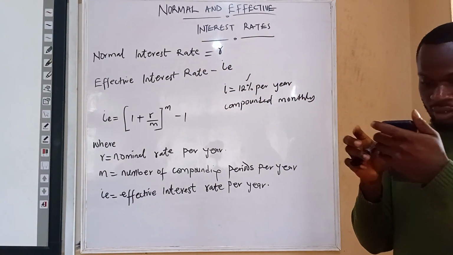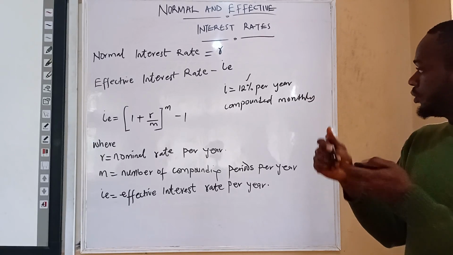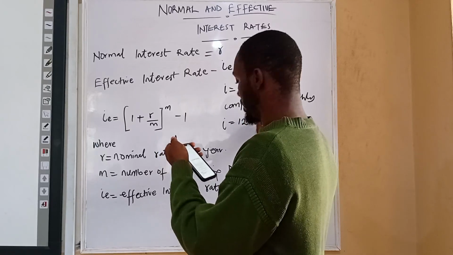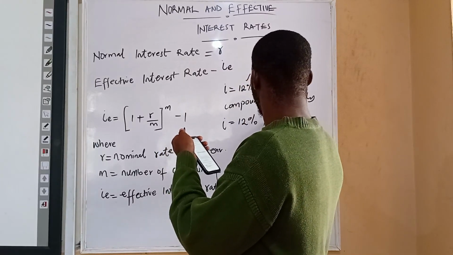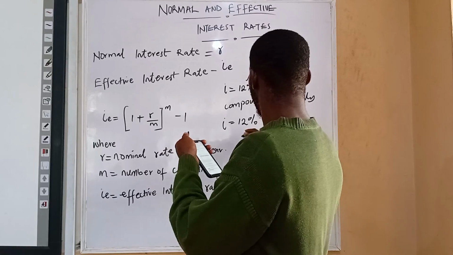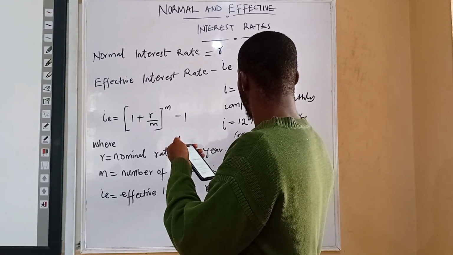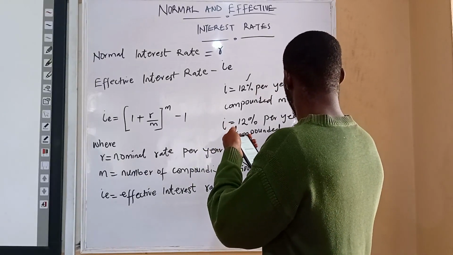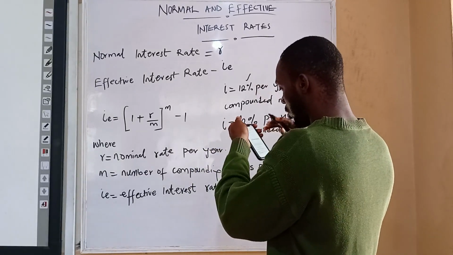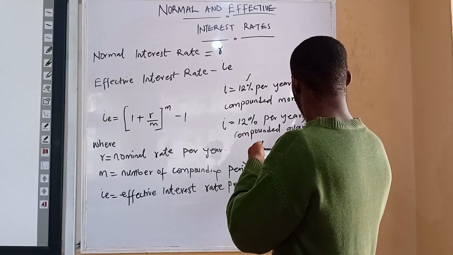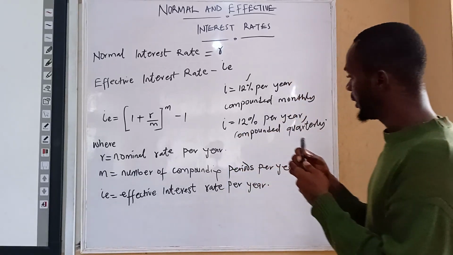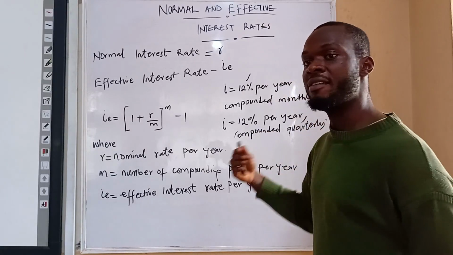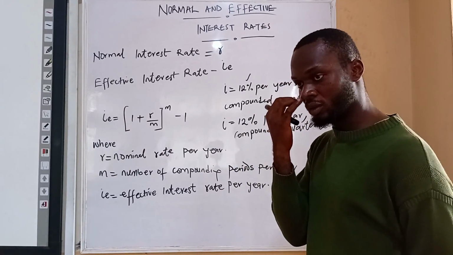So let's look at another example. We're told that the interest rate is 12% per year compounded quarterly. That means this 12% is compounded every three months.